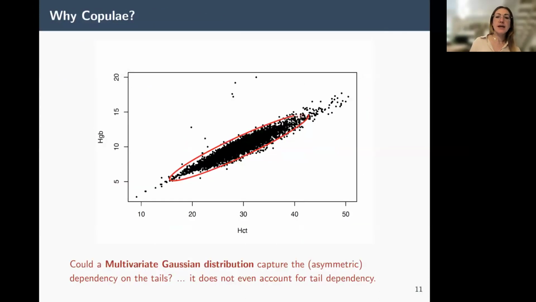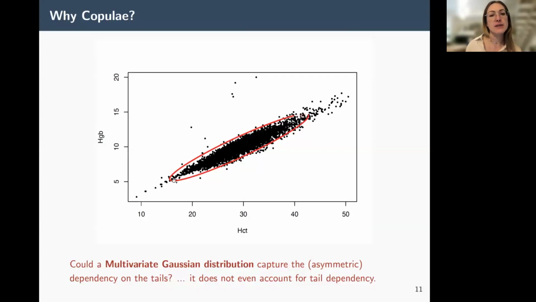So again, to stress the importance of copulas compared, for example, to other multivariate models, because the issue is not only to build a multivariate framework, but also to build one which is able to capture complex dependency structures, you may look at the following picture. Here we show some data: hemoglobin and hematocrit.